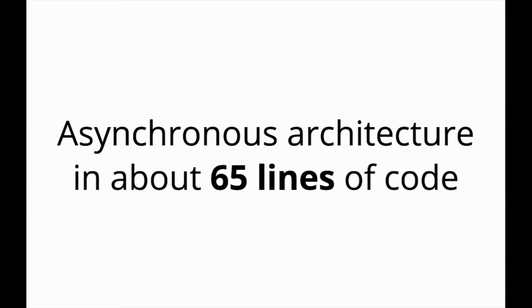And what I showed you now is that we can use these interruptible functions as a way of building asynchronous architecture in about 65 lines of code. It's not a lot, and the lines of code doesn't really matter except to say it's very little code that we needed to be able to do this.